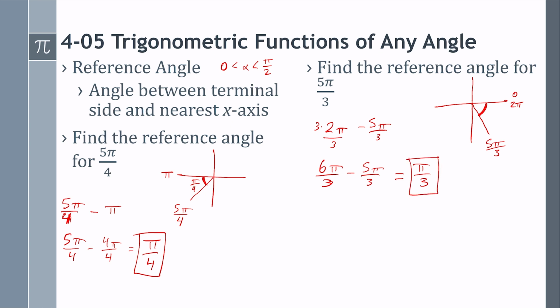So notice both of those are between 0 and pi over 2, so it's like they're in the first quadrant. So really, if you just memorize everything for the first quadrant and use reference angles, all you'd have to do then is remember signs for finding any of these angles.